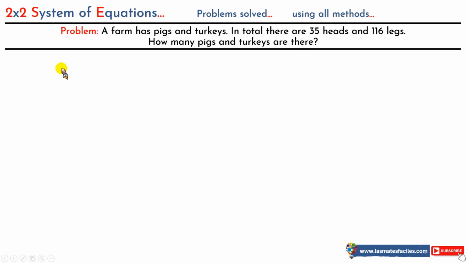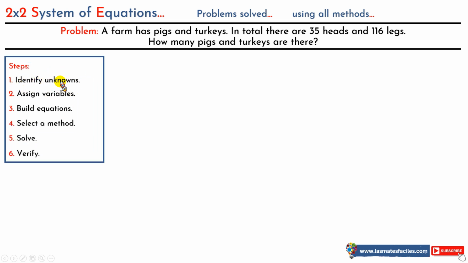To solve these types of problems, we'll use these steps. The first step is to identify unknowns. Let's see the question. How many pigs and turkeys are there? These are our unknowns. We have to calculate the number of pigs and the number of turkeys. The second step is to assign variables. Let's assign letters. Number of pigs is X, number of turkeys is Y.